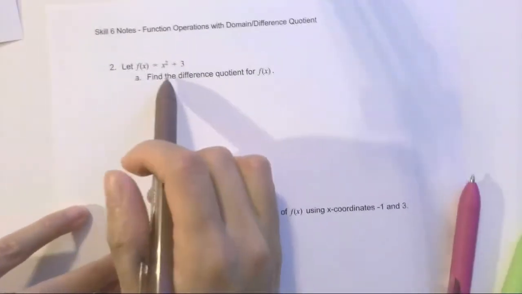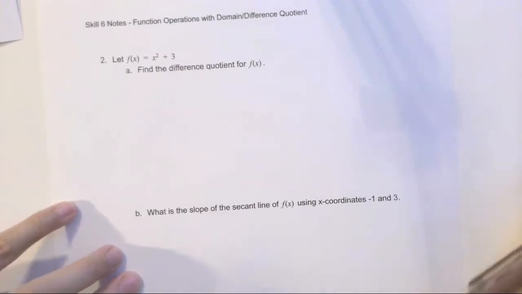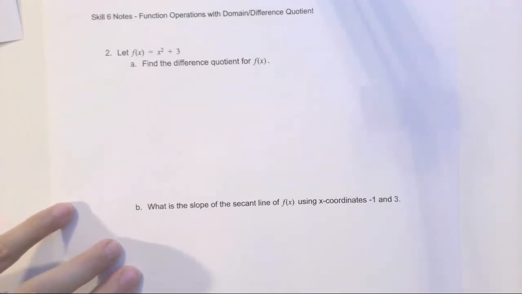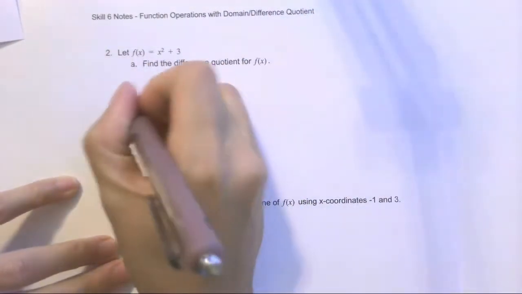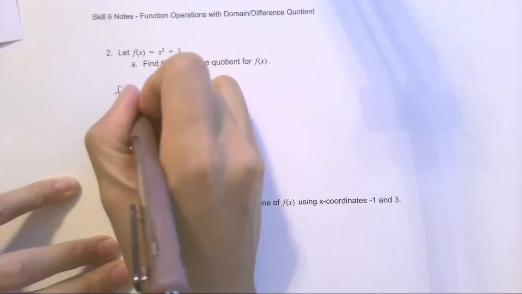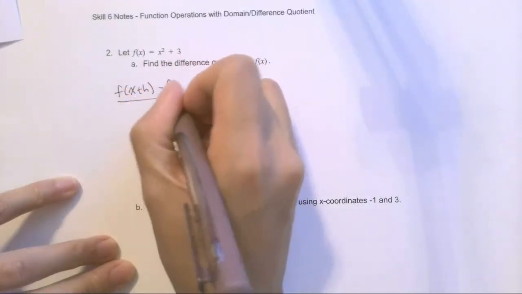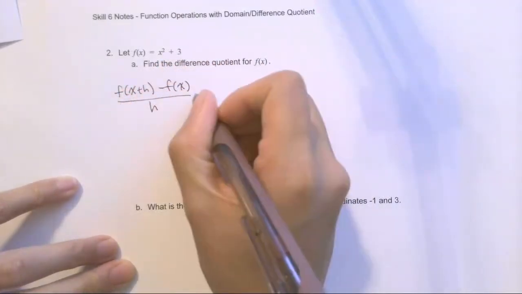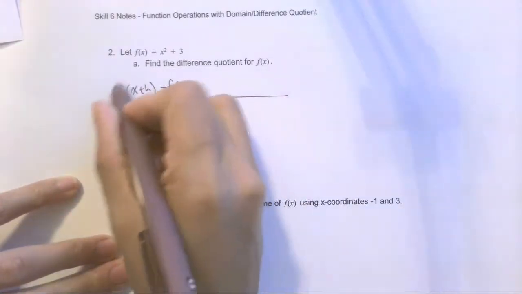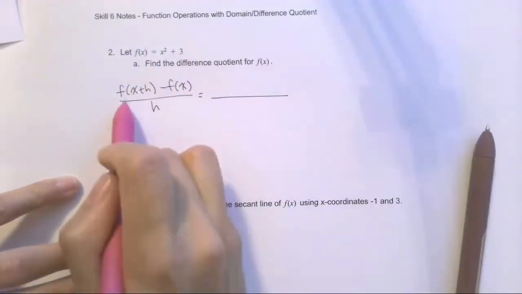Now we're going to look at a different type of function, the quadratic. So let f of x be x squared plus 3. Find the difference quotient for f of x. So let's find the formula first. f of x plus h minus f of x over h is how you find the difference quotient. What is f of x plus h?